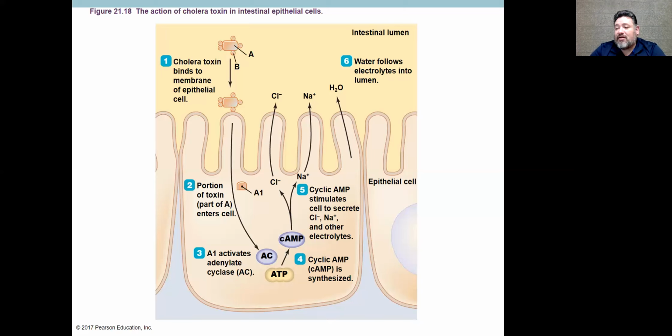So this becomes what's called a self-limiting event, and that means that sooner or later, this cholera toxin is going to lose its potency, and the patient is going to be able to resolve itself as long as they are maintained hydrated.